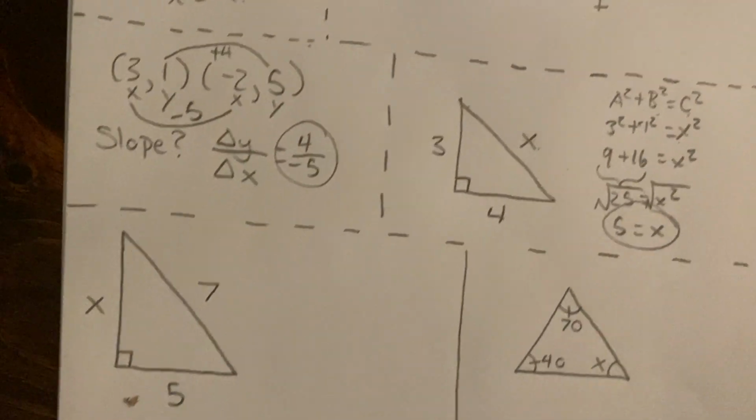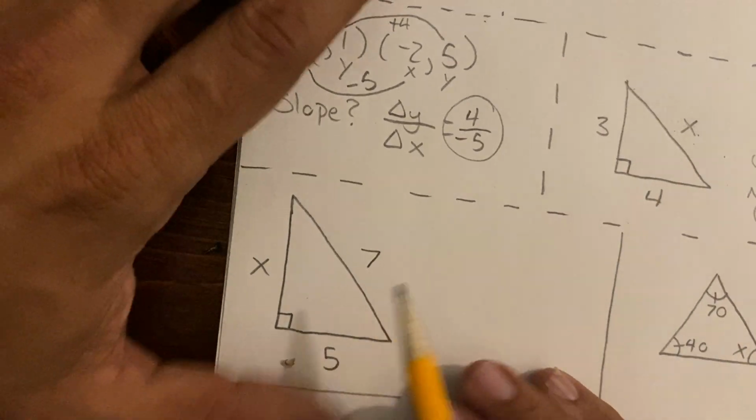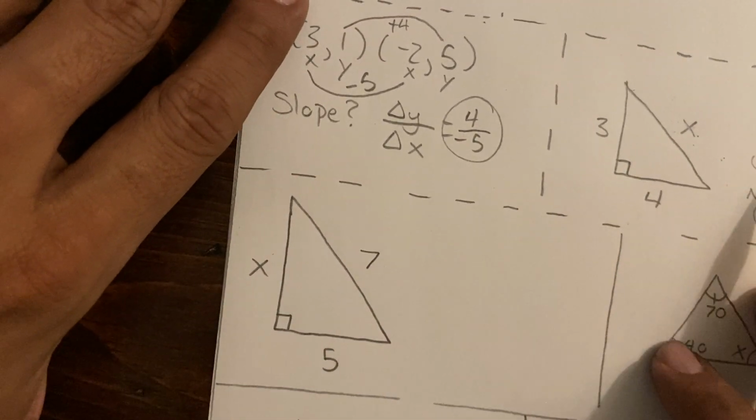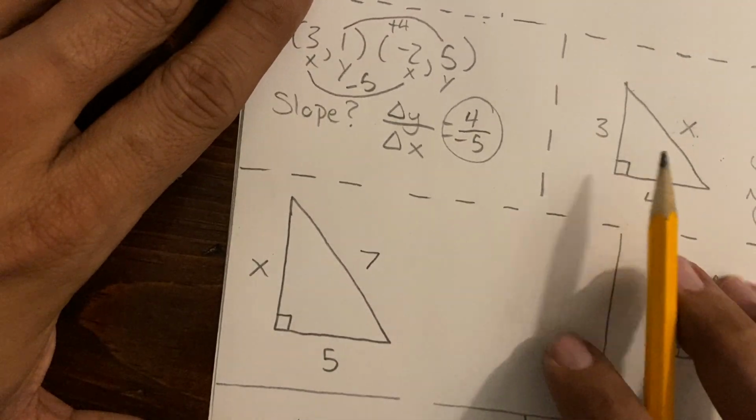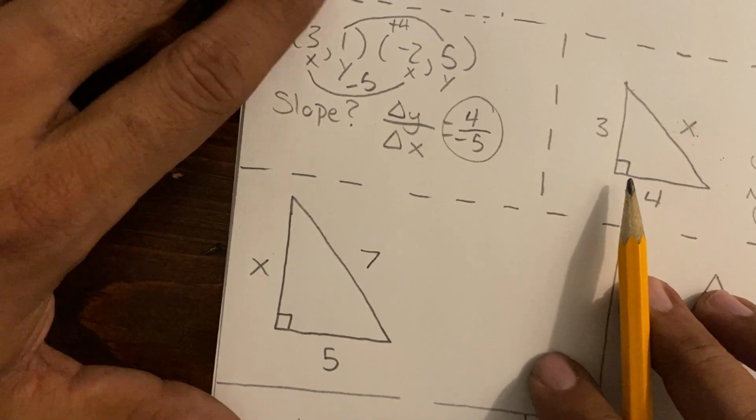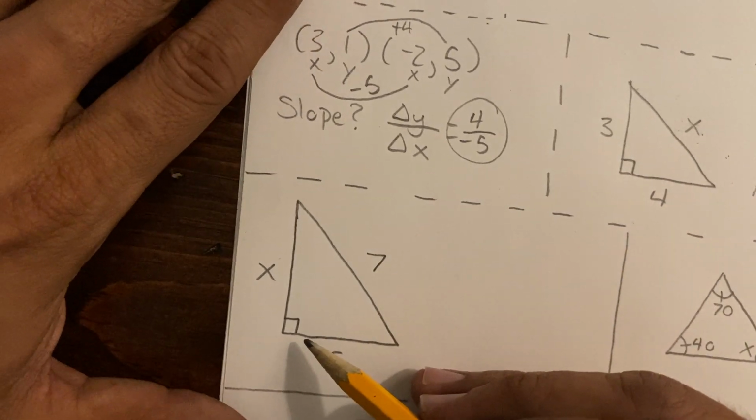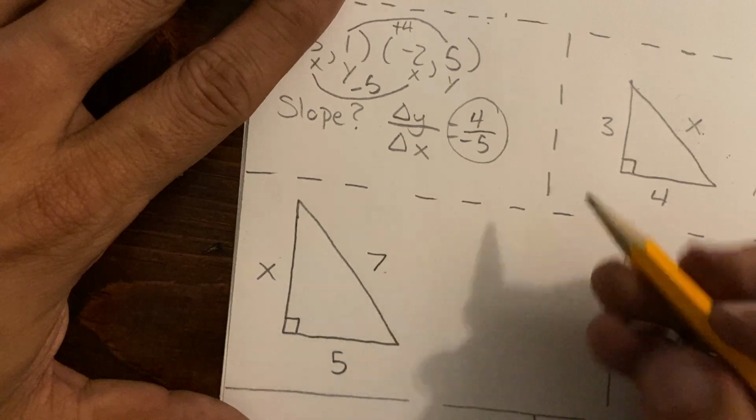What if x is not in the hypotenuse? I have an example of that. These are the only 2 scenarios for the Pythagorean theorem. And you can only use it on right triangles. That's very important. So in this right triangle, c is actually 7.